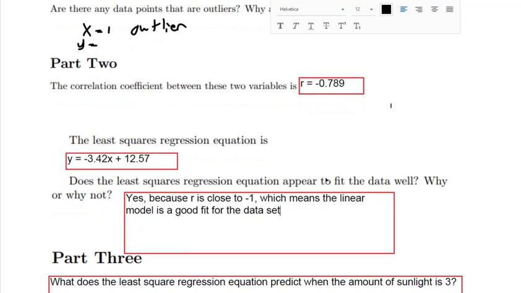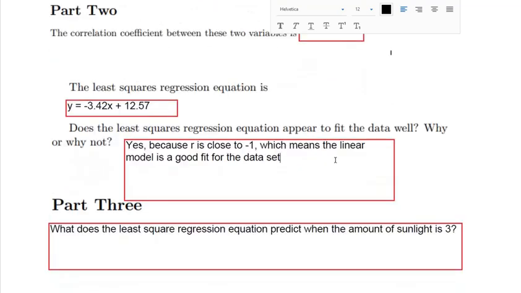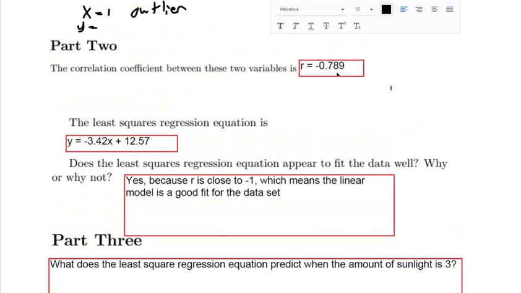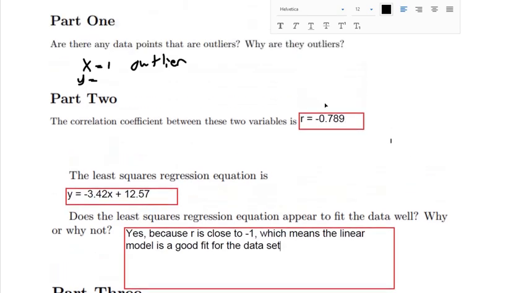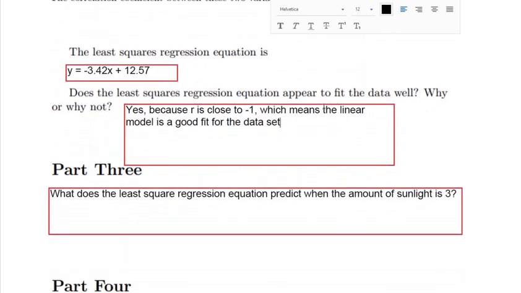If r is like 0.3 or 0.2, that's the range where you'd say no. I have a somewhat strong fit because it's closer to -1 than it is to 0.5. If you have an r of -0.5 or an r of 0.5, then that's like a weak fit. It still is a good fit for the model. It's just weak, we'd say.